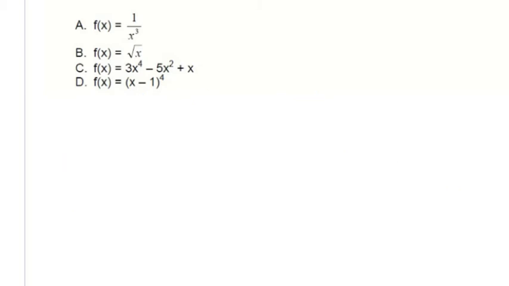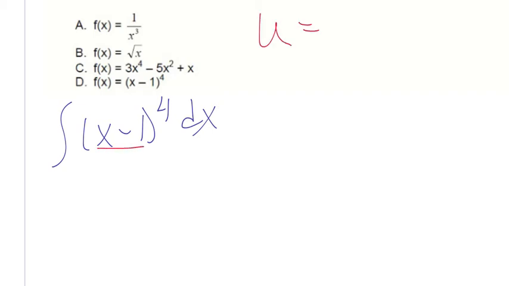And now lastly for D, because we have x minus 1 to the fourth, you could do x minus 1 times x minus 1 times x minus 1 times x minus 1, but that is a lot of work, so I'm going to do it a shorter way. When we have a function within a function, I'm going to say that the inside function is u. Then from here, I'm going to make my integral u to the fourth dx.